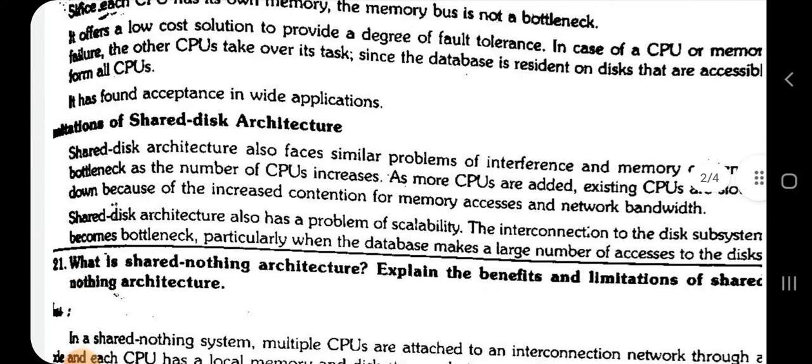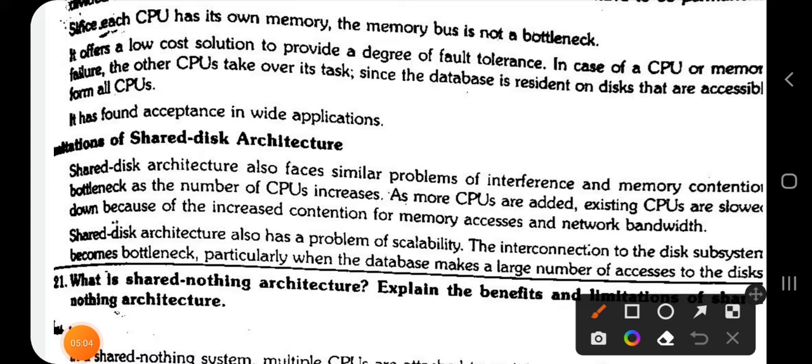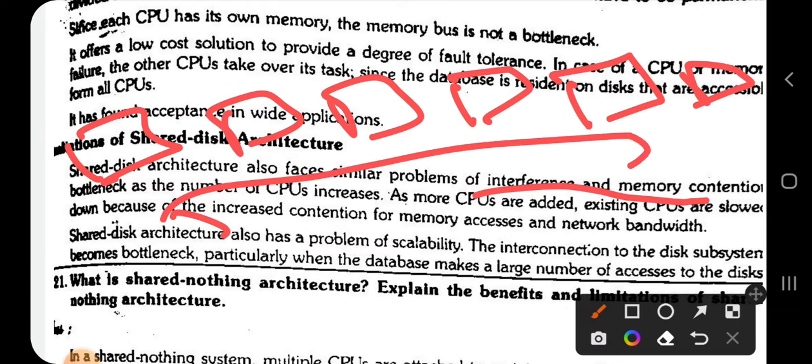But here the problem comes with your network connection, or as the contention bottleneck will be there in your shared disk. Why? Because if you are increasing the number of CPUs which are connected to the network, then the traffic will be heavy through which you are connecting.